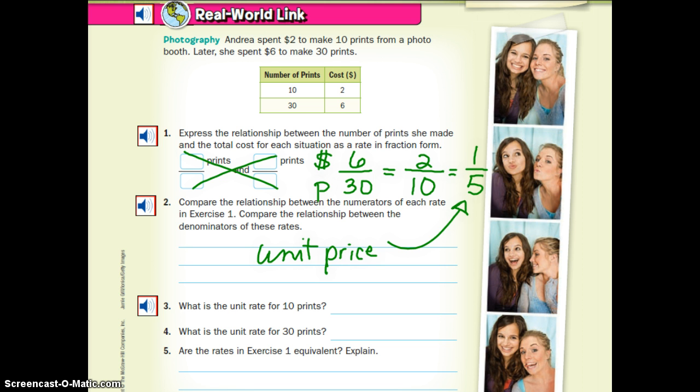What is the unit rate? And they're going to use the word rate, but I like using the word price because money is involved. For 10, so let's look up here, that would be $2. What is the unit rate for 30? That would be $6. And are they equivalent? They're fractions. Always remember to check. Little big, little big, little big. This will keep you from making silly mistakes. The answer to this is yes.